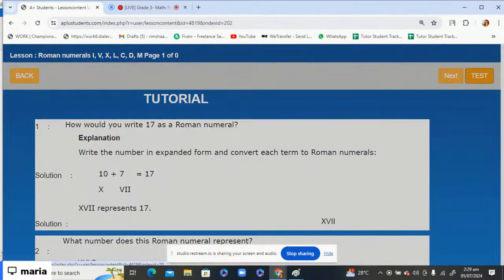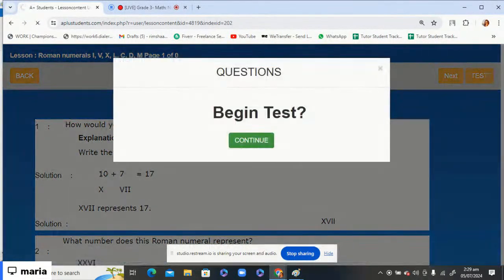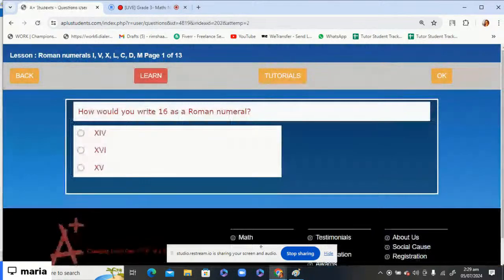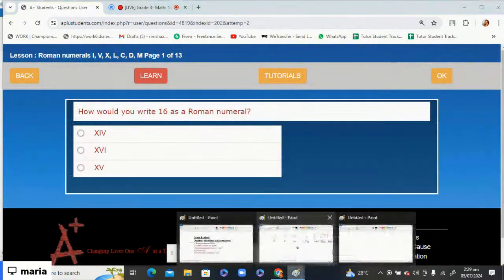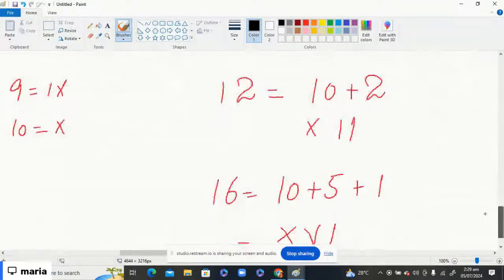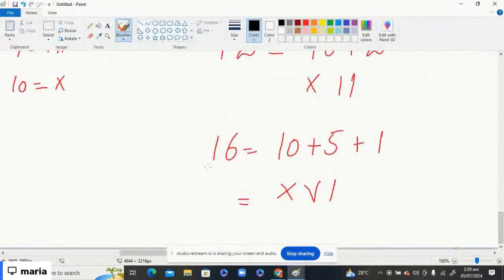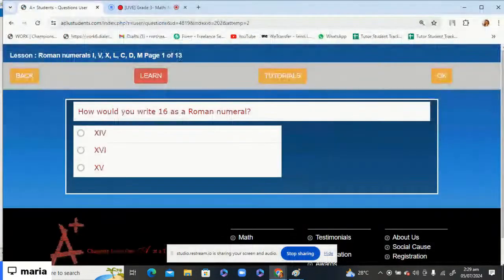now let's do the test questions. How do you write 16 as a Roman numeral? Let's just check how to write 16. Look here, we already did it. 16 is XVI, that is 10 plus 5 plus 1. So 10 is represented X, 5 represented V, 1 represented I. Okay, so this is your XVI. So let's check, is there any XVI? Yes, it's here.